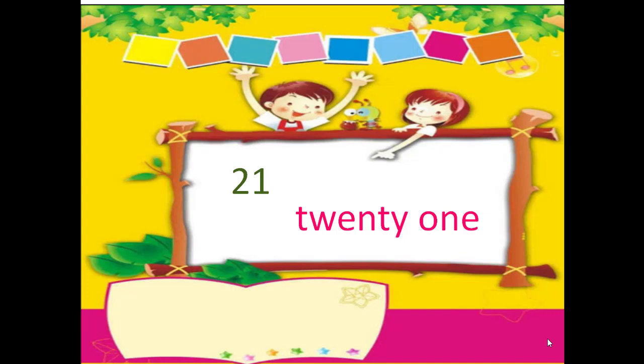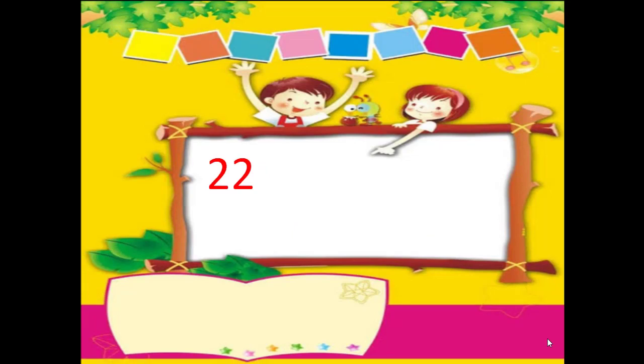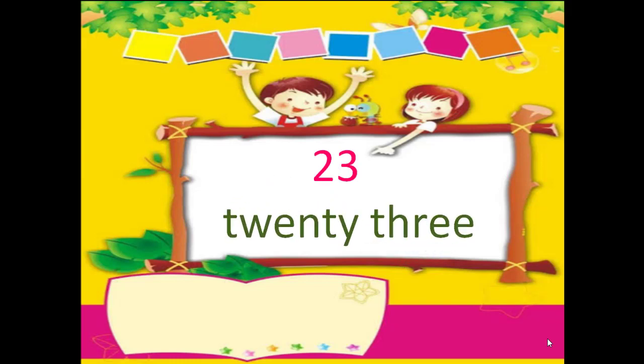ONE. 21. Next, 22. And the number name is TWENTY TWO. 22. Next is 23. And the number name is TWENTY THREE.